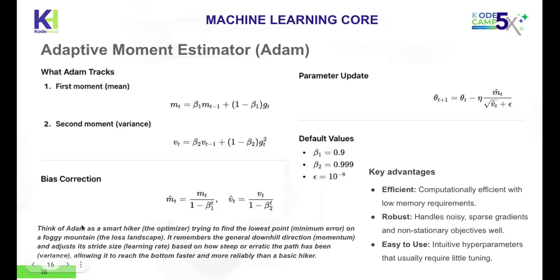If gradient descent was just rolling down a steep slope, Adam would be a smarter hiker. You don't just roll down a steep slope. You step on the slope, and if it is steeper, you slow down, and if it is not so steep, you change direction and so on. So think about Adam as a very smart algorithm. It also remembers the general downhill direction and adjusts its stride size based on how steep or erratic the path has been. So it kind of has historical knowledge of how that slope has been.